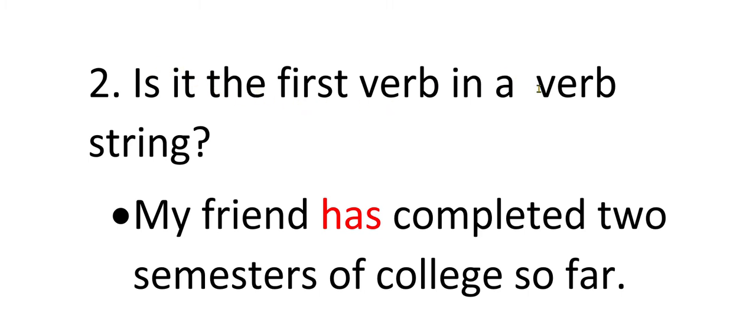So we have main verbs and we have auxiliary verbs. A main verb occurs alone. An auxiliary verb occurs with another verb. Example, my friend has completed 2 semesters of college so far. Has is the auxiliary verb. Completed is the main verb. Why? Because we have a verb string. And the first verb in the verb string is the helping verb or the auxiliary verb.